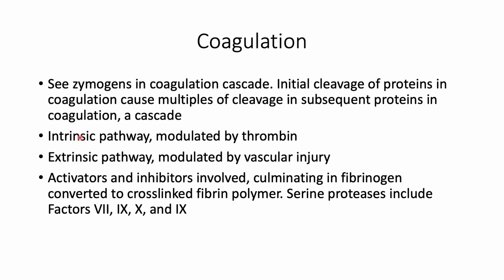There are two pathways involved. There's an intrinsic pathway that's modulated by thrombin, and the extrinsic pathway is modulated by vascular injury, which allows for the presence of factors that help accelerate, initiate, and exacerbate the coagulation cascade. So there are two pathways at work. The activators and inhibitors involved can culminate in fibrinogen converted to cross-linked fibrin polymer, and these will lock in and create a clot. And there are serine proteases in this cascade. They include factors 7, 9, 10, and 11.